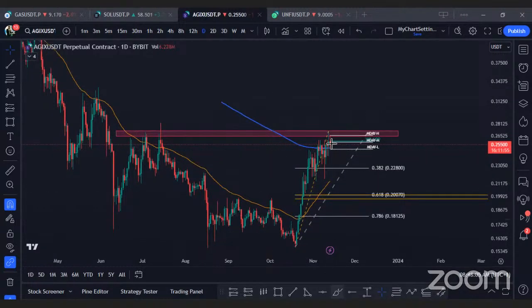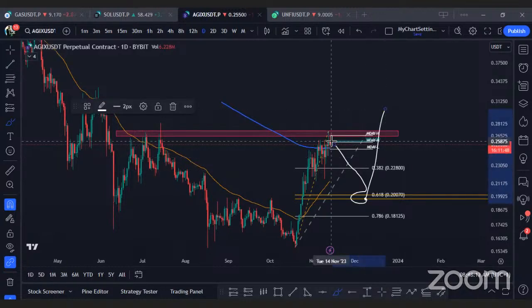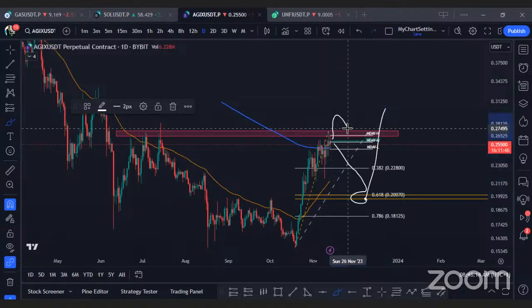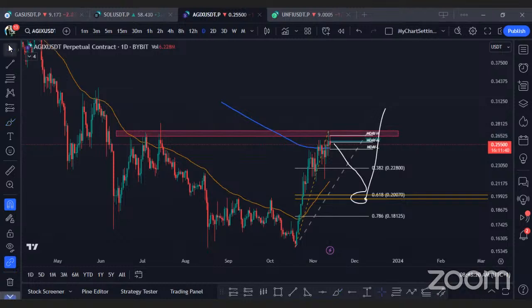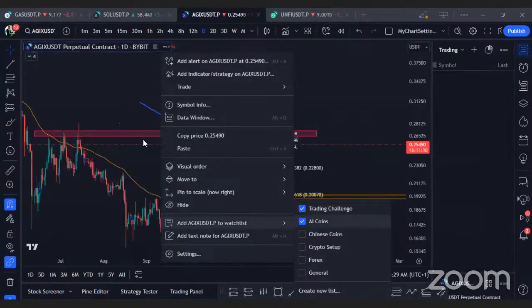Is it that we pull back to the 382 or the 618 and then continue that upward movement, or we break above this level, have a retest and continue that upward movement? All right. Those are the two scenarios that I'm looking at. But all in all, I'm looking for long for AGIX. Okay, I'm looking for long for AGIX. So pay attention to that and see how it will play out for you.